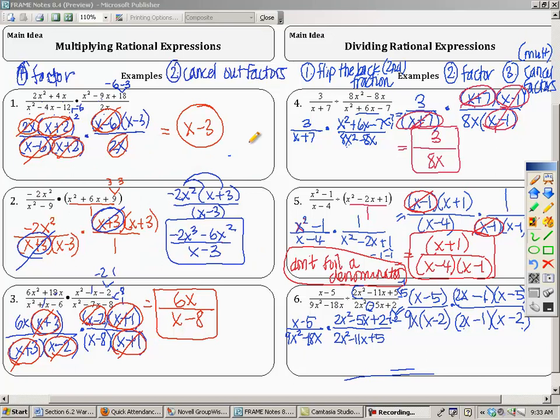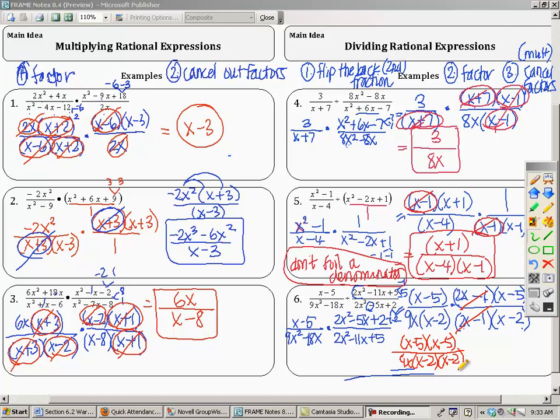Now I'm going to switch these a second, and I'm going to start looking at what things cancel. Well, it only looks like the 2x minus 1 canceled. So as I look at this, I'm going through, okay, what do I have on top? Well, I have an x minus 5 and another x minus 5. And in the denominator, I have a 9x and an x minus 2 and an x minus 2.